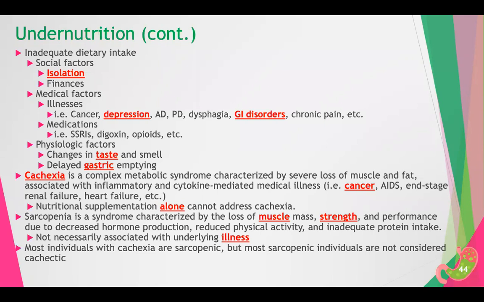There's also those medical factors. So they might have certain medical illnesses like cancer, depression, Alzheimer's disease. They might have difficulty swallowing, which causes them not to eat as much. They could have GI disorders like GERD, IBS, or constipation or diarrhea that causes them not to want to consume a lot of food. There are certain medications like SSRIs or digoxin. These things can cause anorexia. They can cause nausea. So those can contribute to someone not wanting to eat.